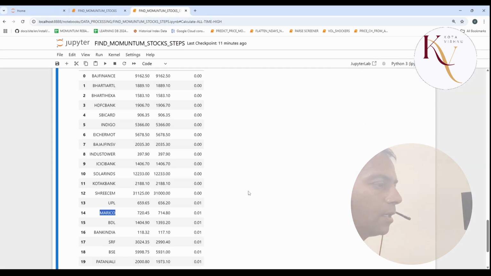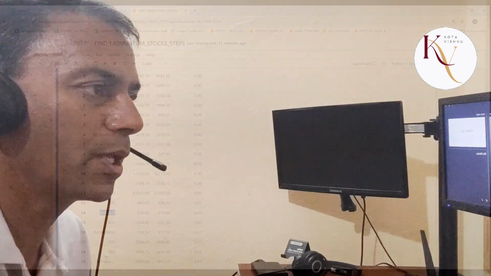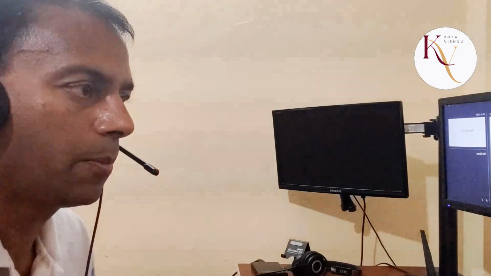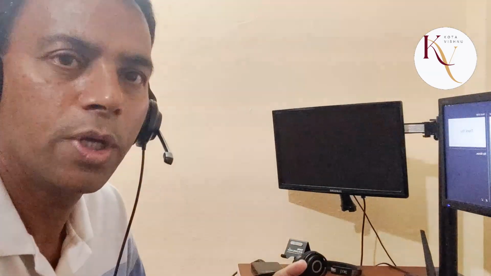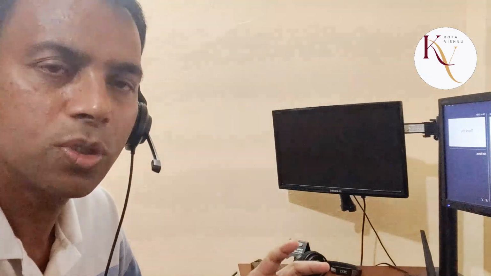Like that you will be able to find the all-time high, and this can be used in many momentum strategies. Personally, I also use this strategy to rotate the stocks in my weekly momentum strategy. So I hope this helps you in finding the all-time high and the momentum stocks.